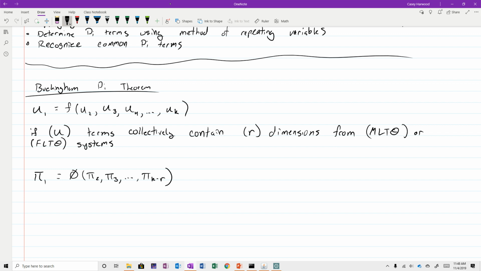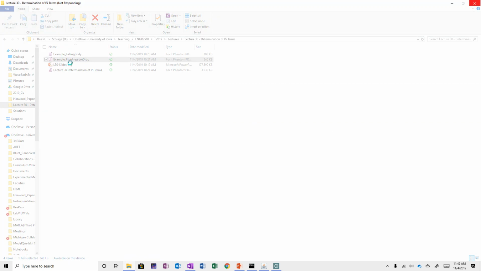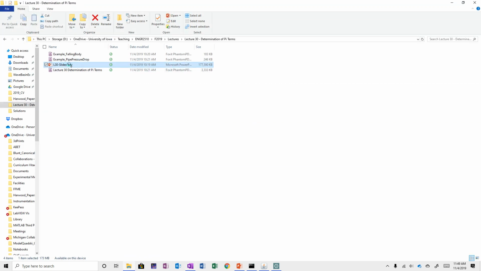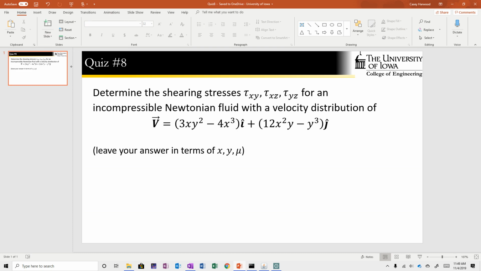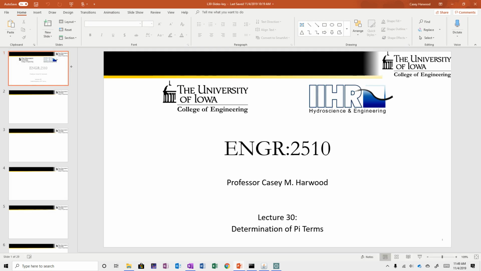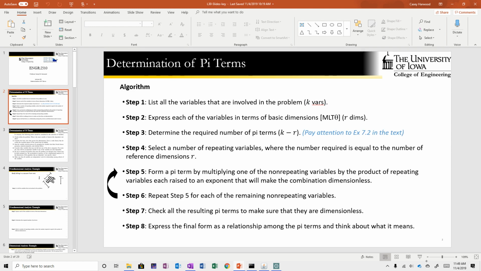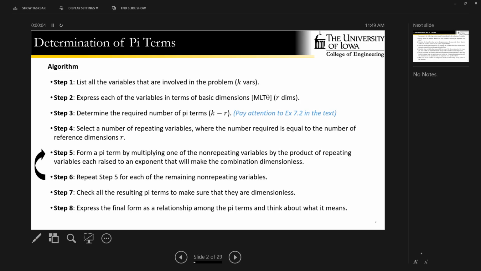The process of going from these u's to these pi's is what we're dealing with today. And it's accomplished through a series of steps that I've got outlined for you right here. And this is a set of slides that I will put up on Canvas, but we're also going to go through each of these in detail. So it's this 8-step process.